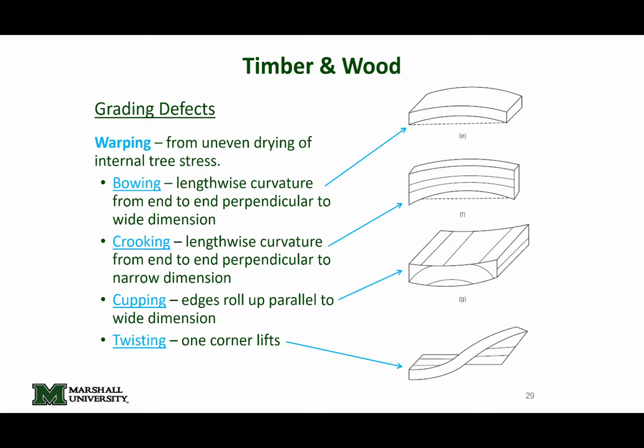Okay. What can you get? So let's go through the various things that can happen. So warping, in general, is the adjustment from a prismatic geometry from the drying process and the internal stresses in the tree. So I'll say one thing about internal stresses in the tree. The tree is round, with circumferential growth, and you're cutting a rectangular section out of it.